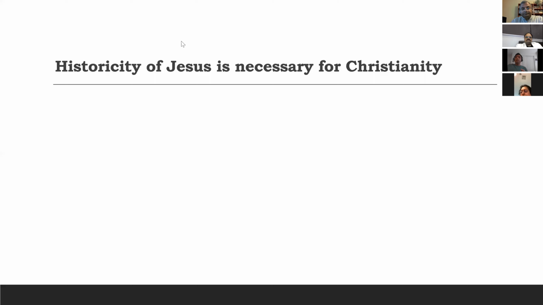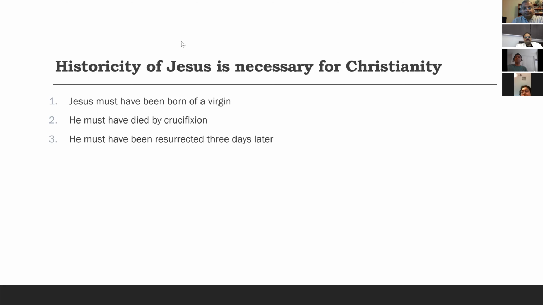There are three fundamental beliefs of Christianity. And to sustain all of those three, the historicity of Jesus is a precondition. Number one, Jesus must have been born of a virgin. Number two, he must have died by crucifixion. Number three, he must have been resurrected 3 days later. There are other faith claims that Christianity makes, but these three are absolutely essential. For all of these three to be true, the historicity of Jesus is absolutely essential.